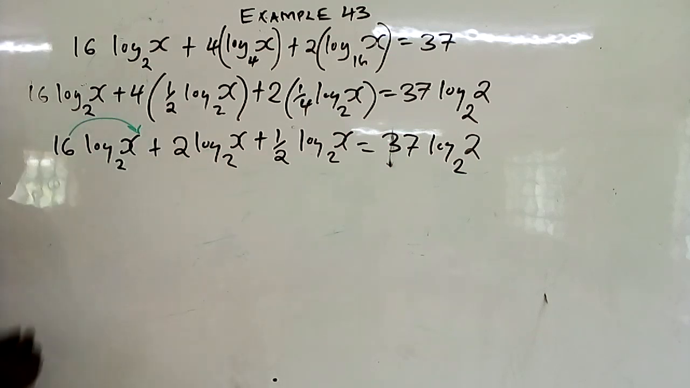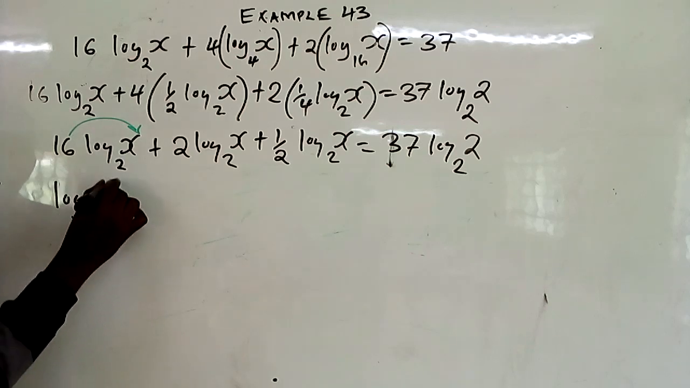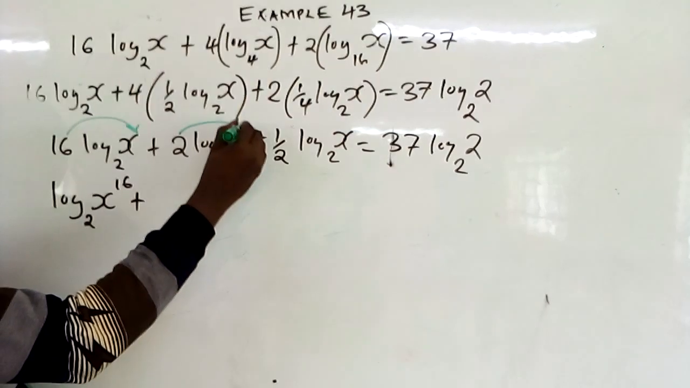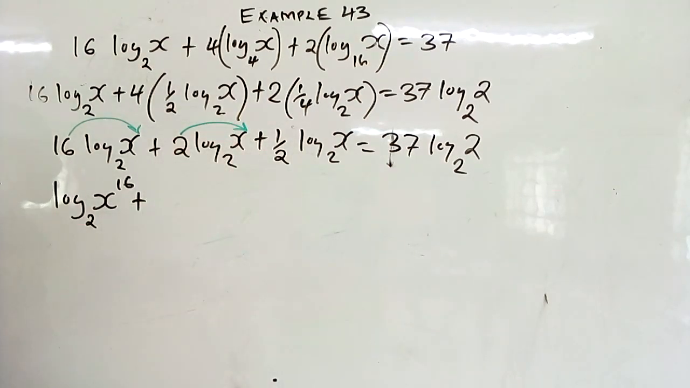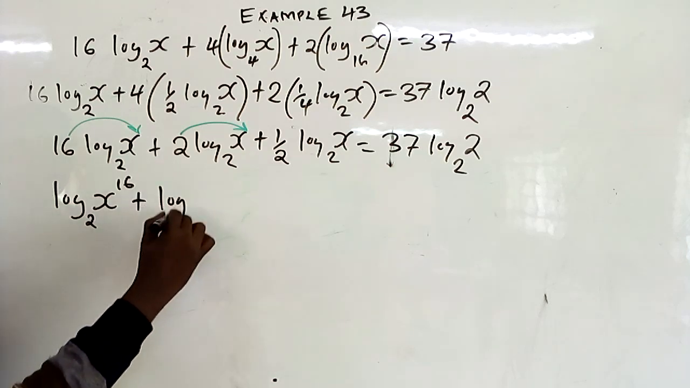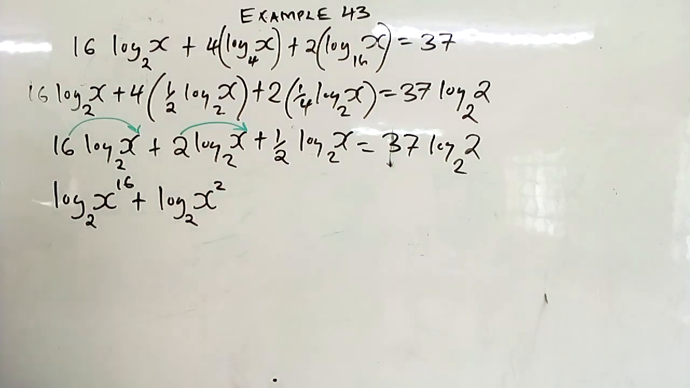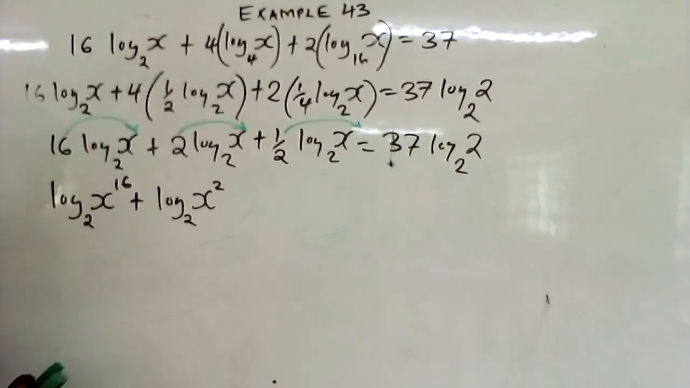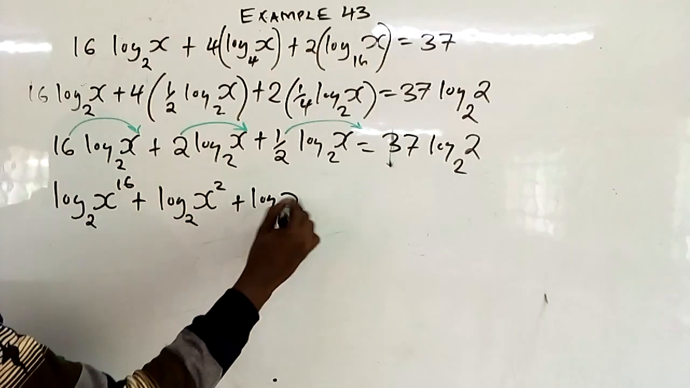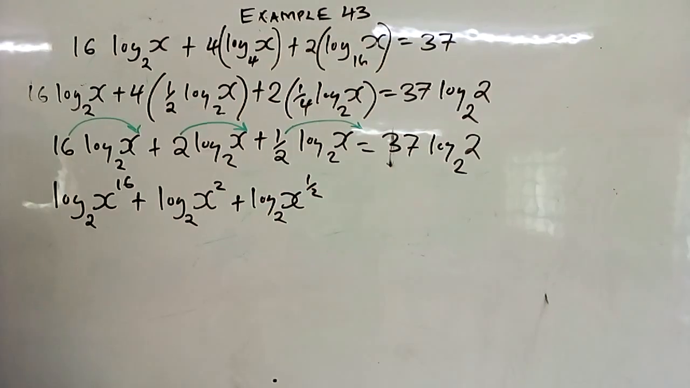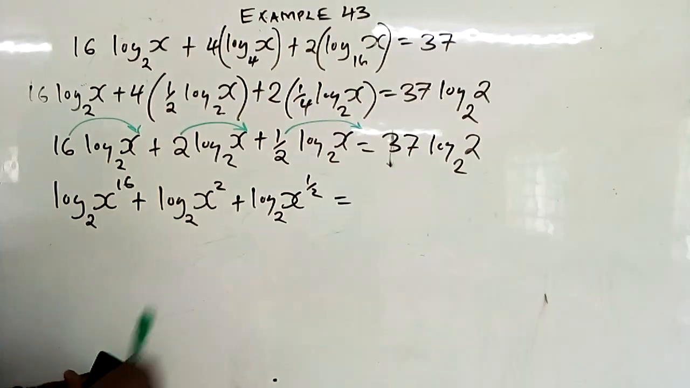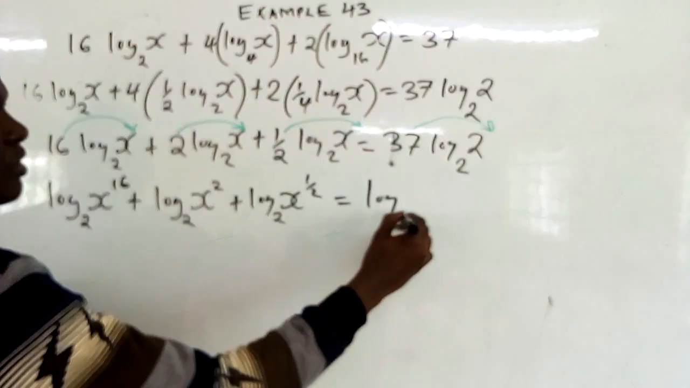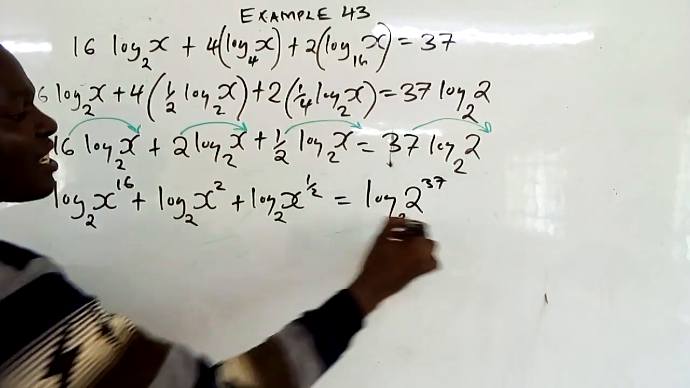Are we together? Yes. 16 is the power, so it means we have log x raised to power 16 to base 2. Then plus, this 2 is the power of the number inside the log, isn't it? So it is plus log x squared to base 2. Then you go to the next one. This a half is the power, isn't it? Yes. So you have log x raised to power half to base 2, isn't it? Then that one is equal to, this 37 is the power, isn't it? So you have log 2 raised to power 37 to base 2.